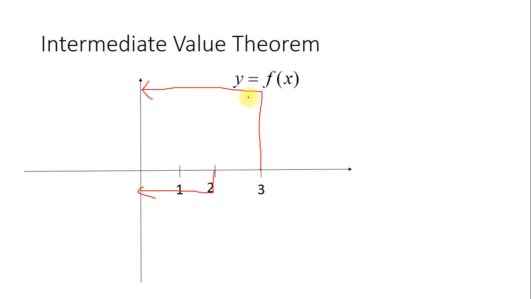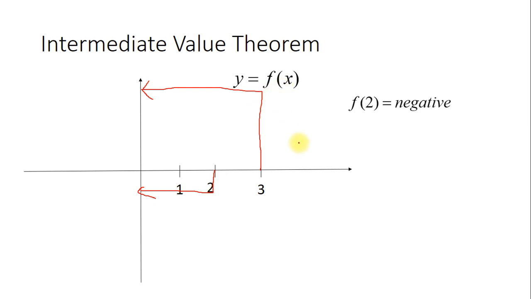Now, if there is no graph given to you, without looking at the graph, we can use the intermediate value theorem to prove that this function has a root between 2 integers. Now, how to do it? First, we can substitute 2 into the function.